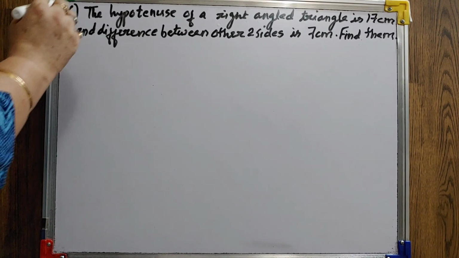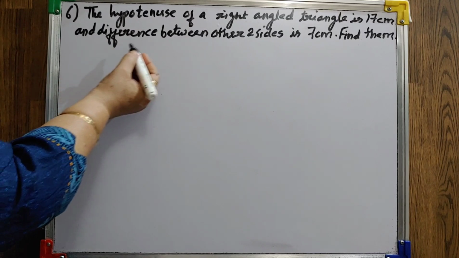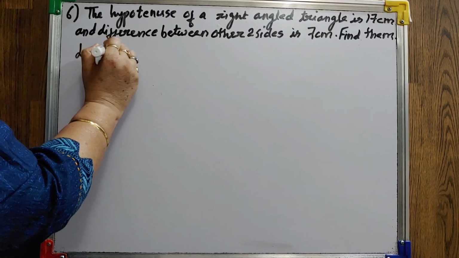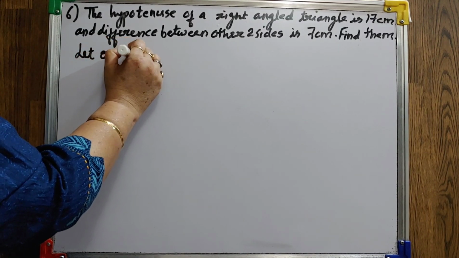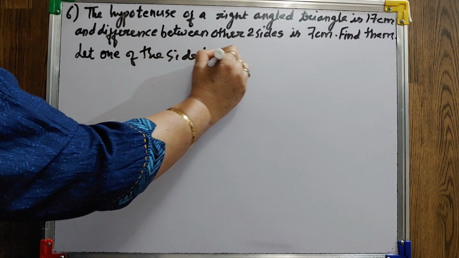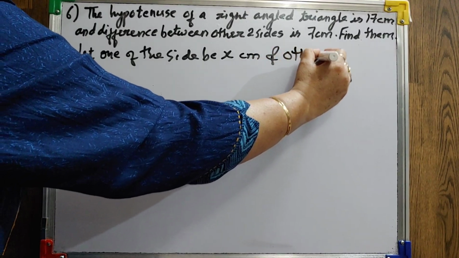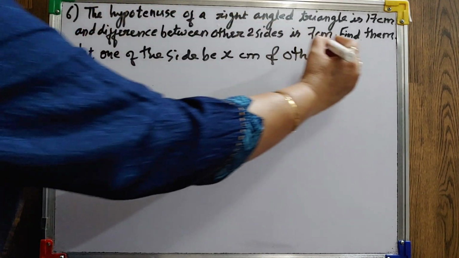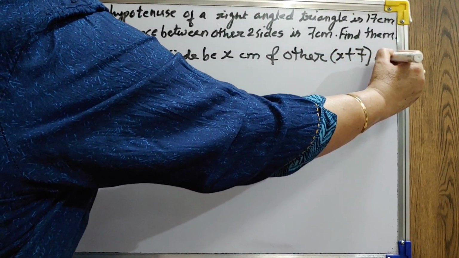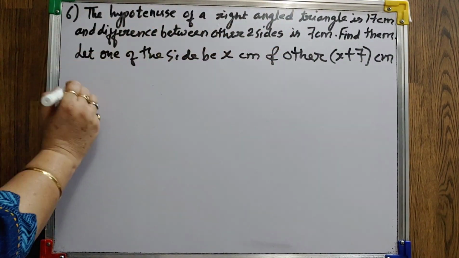Students, just listen. The hypotenuse of a right angle triangle is 17 centimeter and the difference between other two sides is 7. So we will consider, let one of the side be x centimeter and other. See, whenever difference is given, so next you take x plus difference. So it will be x plus 7 centimeter.